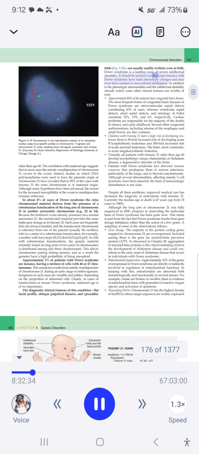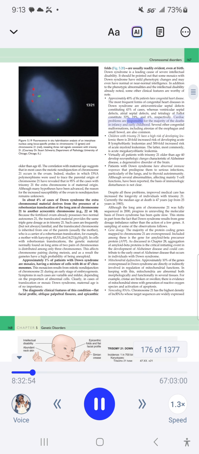It should be pointed out that some mosaics with Down syndrome have mild phenotypic changes and may even have normal or near normal intelligence. In addition to the phenotypic abnormalities and the intellectual disability already noted, some other clinical features are worthy of note. Approximately 40% of the patients have congenital heart disease. The most frequent forms of congenital heart disease in Down syndrome are atrioventricular septal defects, constituting 43% of cases, whereas ventricular septal defects, atrial septal defects, and tetralogy of Fallot constitute 32%, 19%, and 6% respectively.